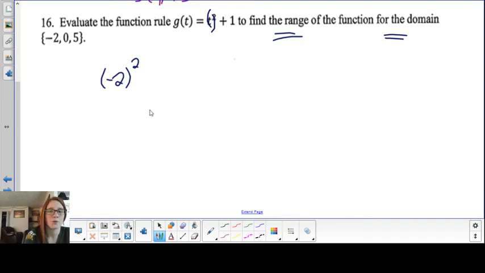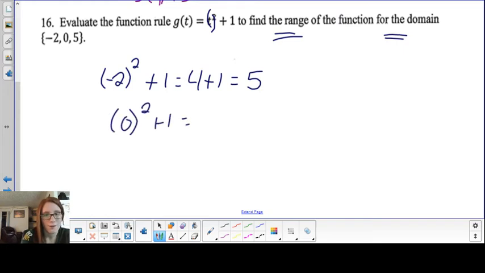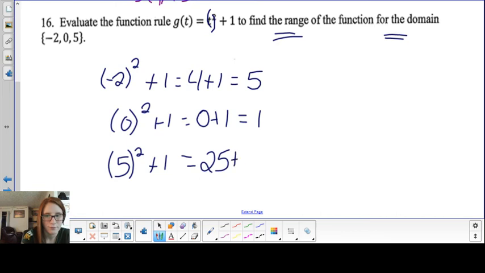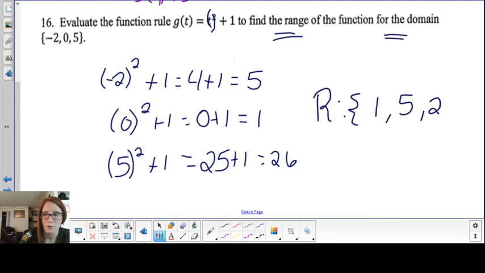So I have negative 2 squared plus 1. So negative 2 times negative 2 is positive 4. And 4 plus 1 is 5. Next I have 0. 0 times 0 is 0. Plus 1 gives me 1. Next I have 5 squared. So 5 times 5 is 25. Plus 1 more is 26. So my range for this set of domain values is 1, 5, and 26.